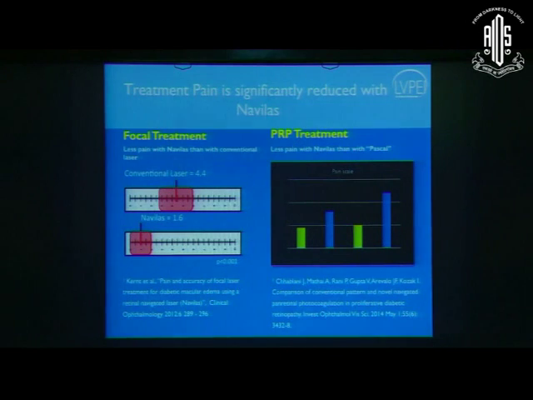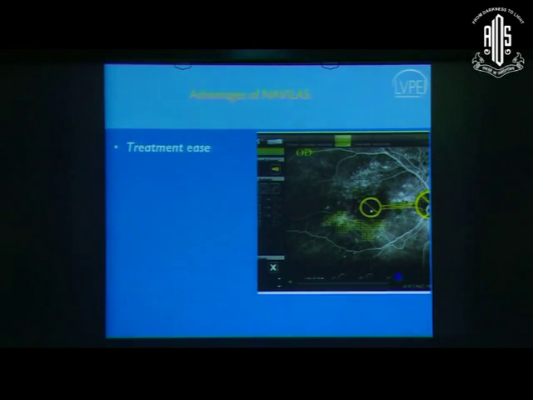We analyzed these aspects of treatment pain, comparing Nevilas in focal and PRP treatment. This focal paper was from Germany, where you can see that there is a significant difference, and this was the study which we performed at LVPI, and we reported that the treatment pain is significantly less compared to the conventional laser. How about the physician?